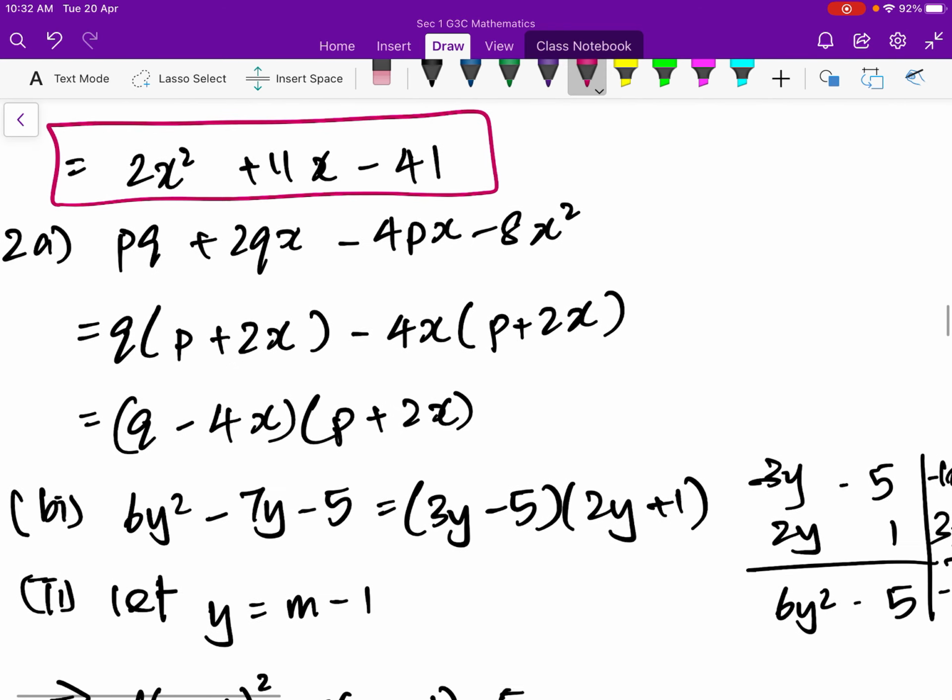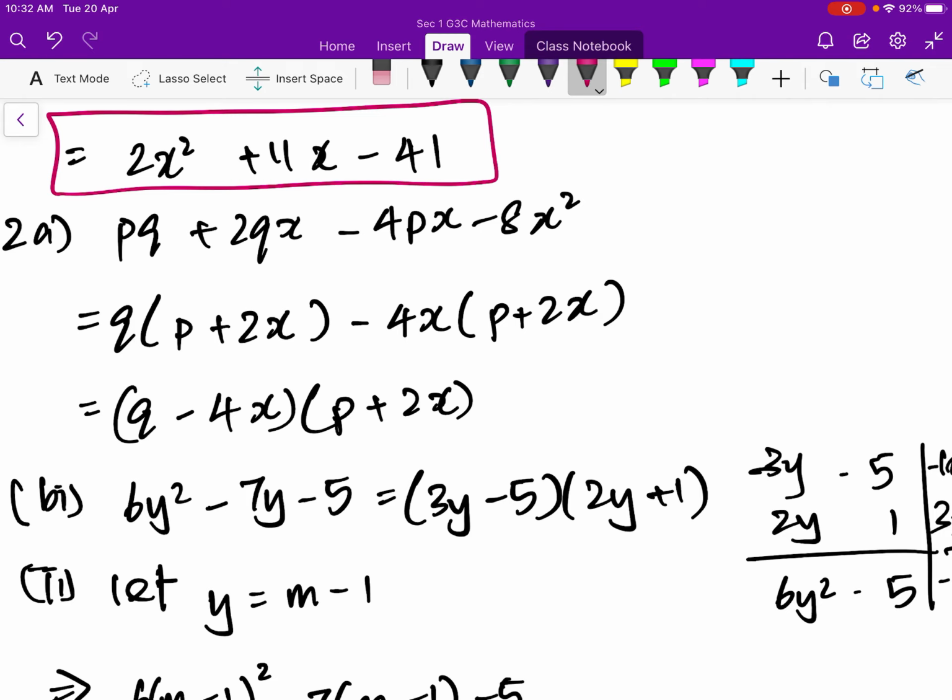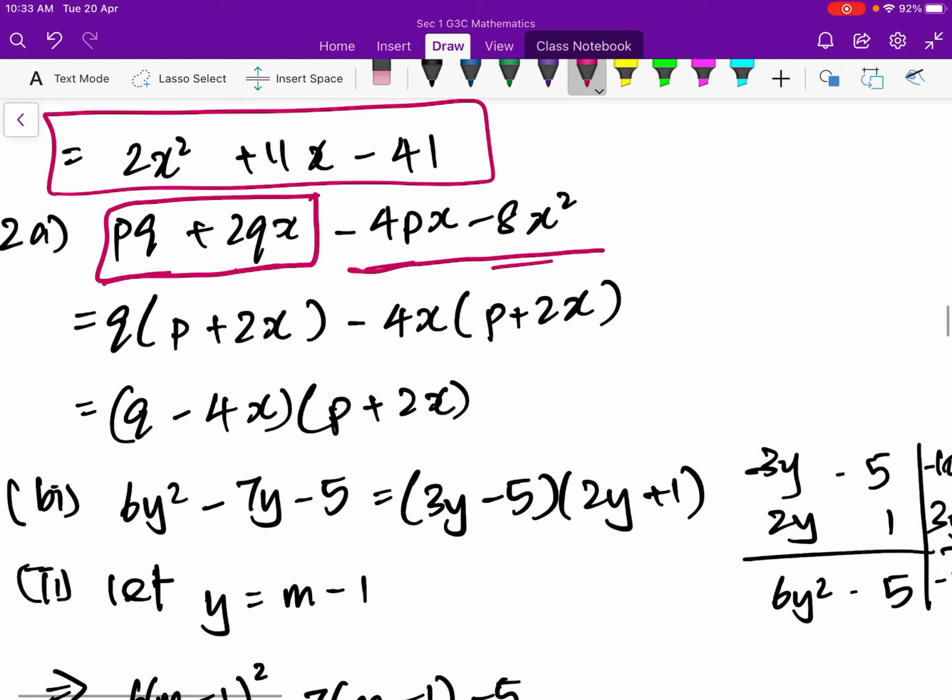Next page, factorizing. 4 terms. 1, 2, 3, 4. 4 terms, pair them up. Let's see if there are common terms, common factors in the first 2 terms. Let's consider the first 2 terms. Okay, there is a q. Factorize out the q. Left with p plus 2x. Consider the next 2 terms. So notice that I also enclose the negative sign for the 4px.